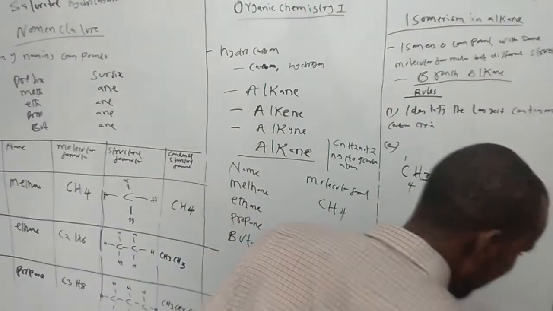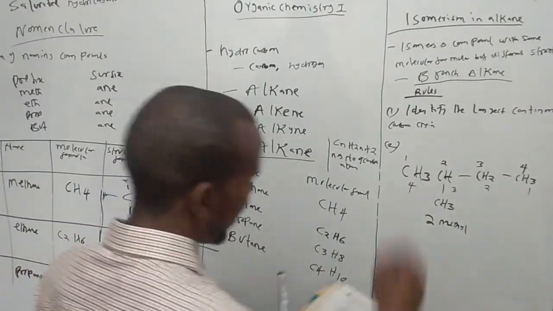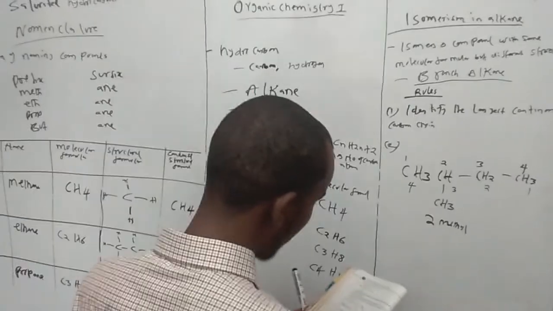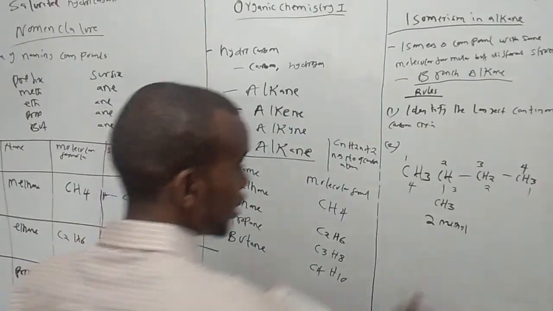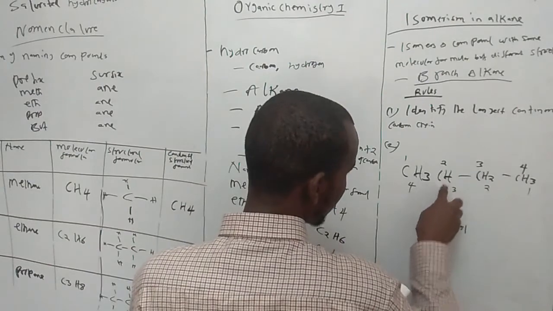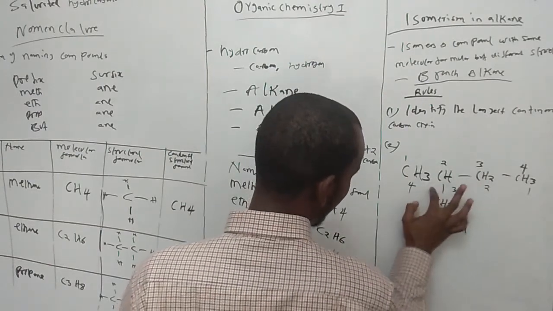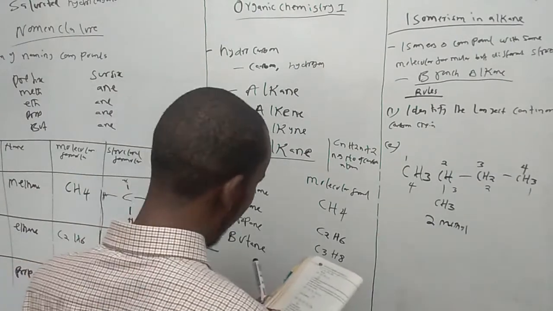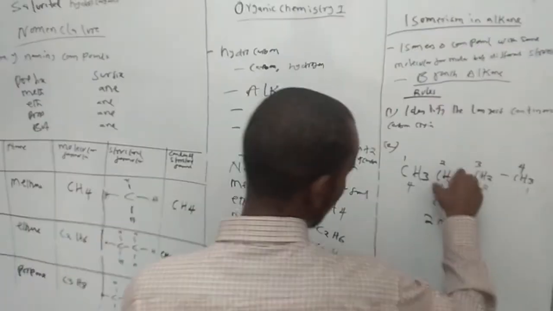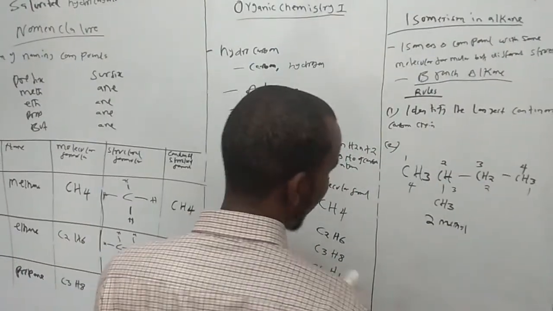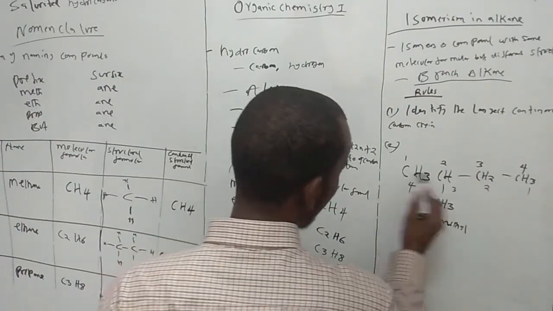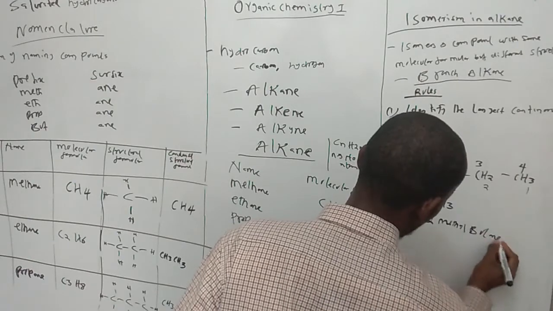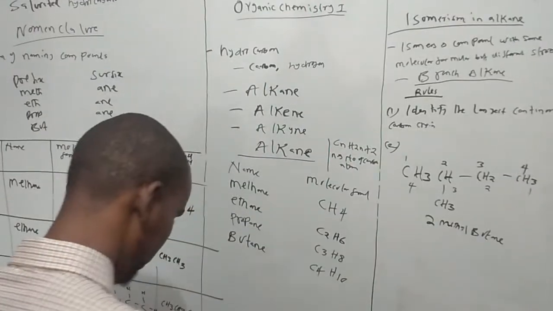Also, we are saying number the longest chain from the end of the chain that is near the branching. Number 2 is nearer the branching than number 3. So we give the shortest number, the one that's near the branching. That's why we take 2 methyl. And then you can finish: since the carbon atoms are 4, we have butane. 2 methyl butane.